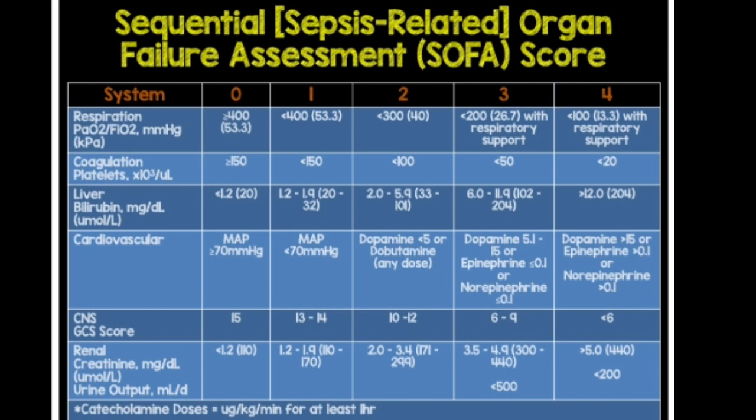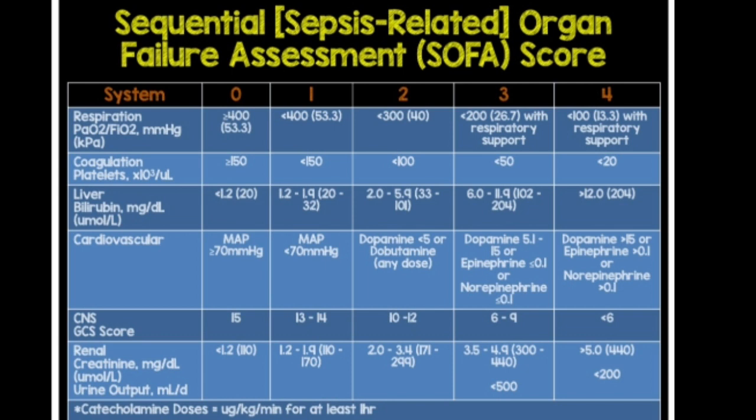And next we see the platelet count. If more than 1,50,000, score 0. If less than 1,50,000, score 1. If less than 1 lakh, score 2. If less than 50,000, score 3. If less than 20,000, score 4.